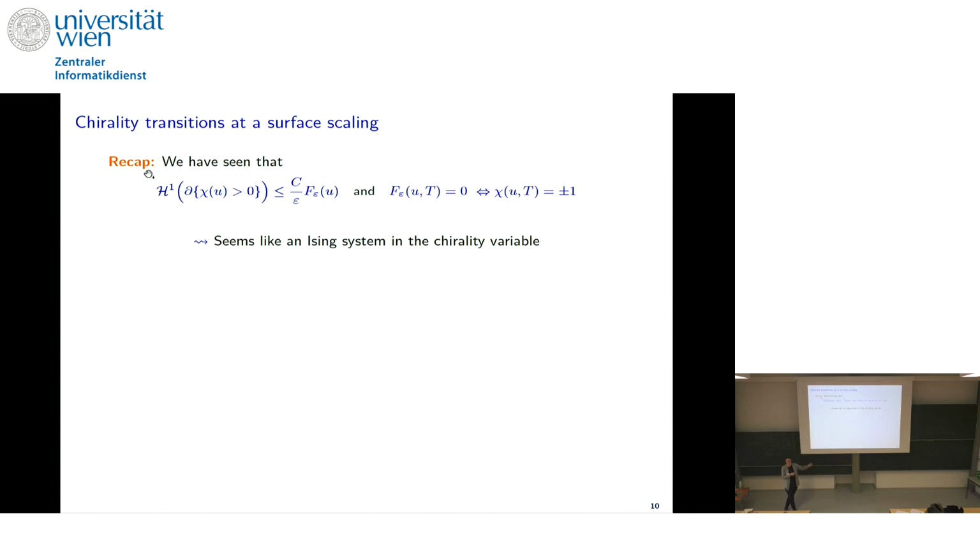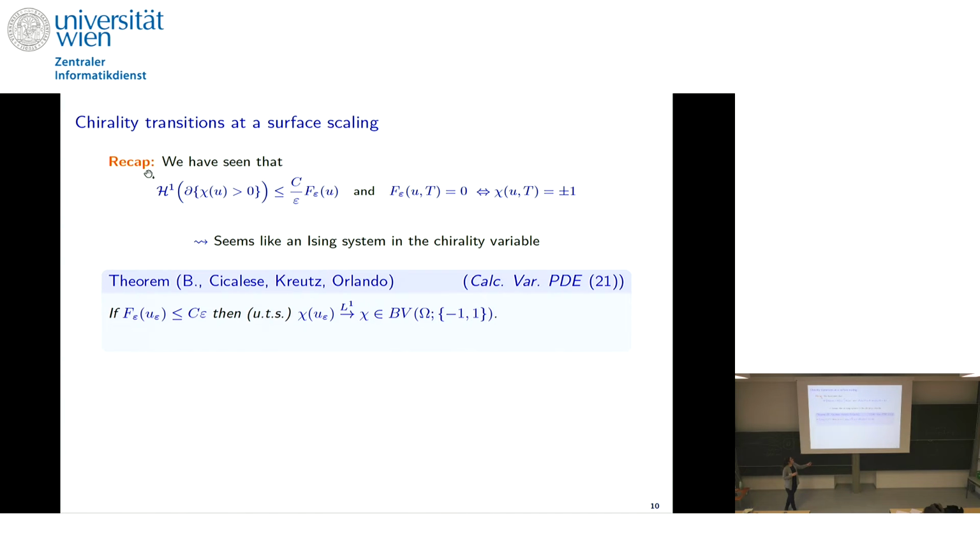It's not exactly, because for the Ising system, you are only allowed to take 2 values, but my chirality is allowed to take values in the whole range -1, 1, but I only minimize, so my energy is only 0 if I'm exactly in the states +1 and -1. And well, this is somehow summarized in the following results.